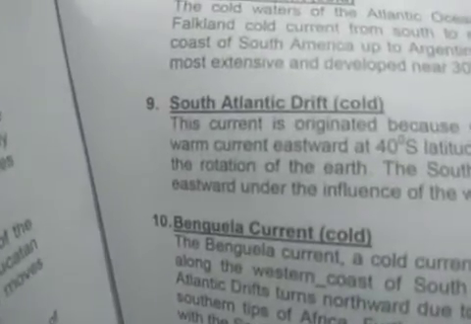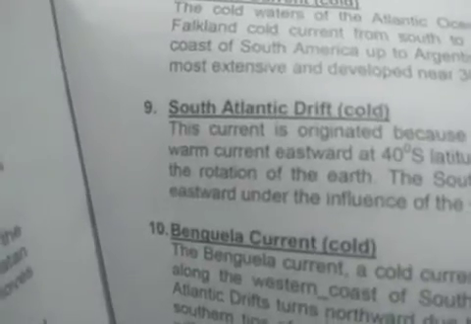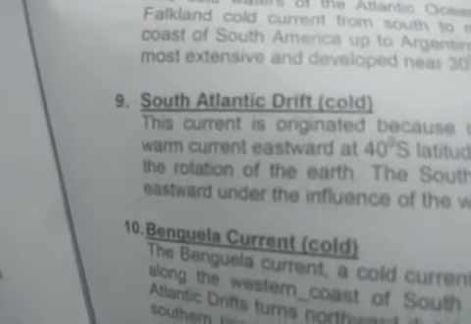8. Falkland Current, cold. The cold waters of the Atlantic Ocean flow in the form of the Falkland Cold Current from south to north along the eastern coast of South America up to Argentina. This current becomes the most extensive and developed near 30 degrees south latitude.